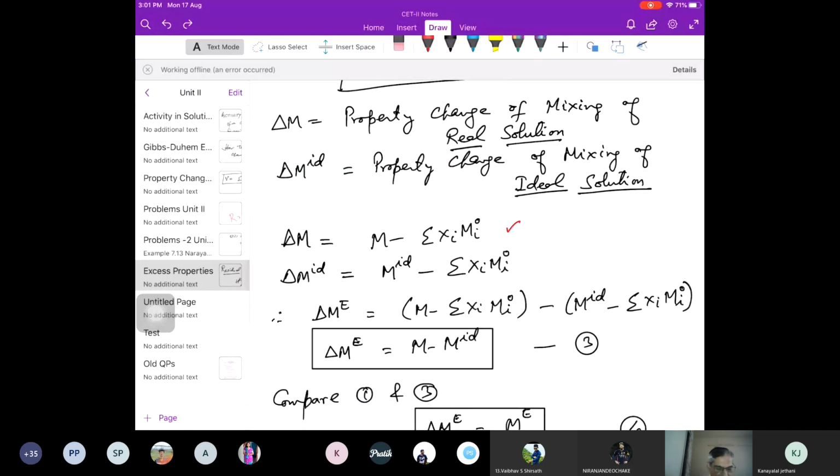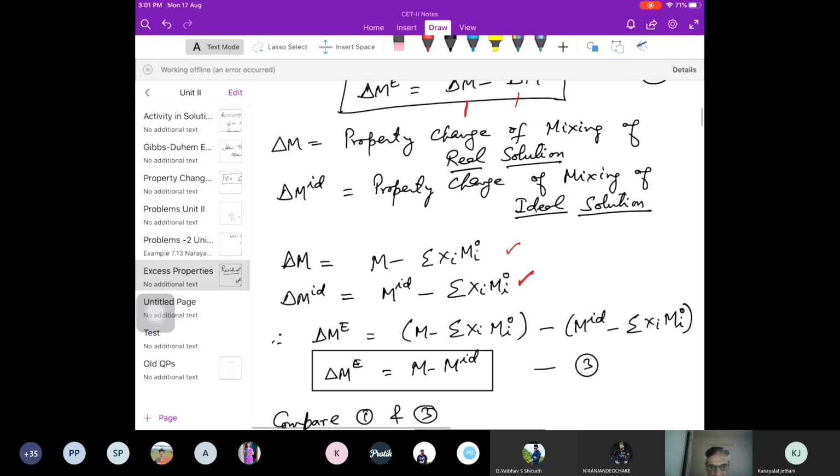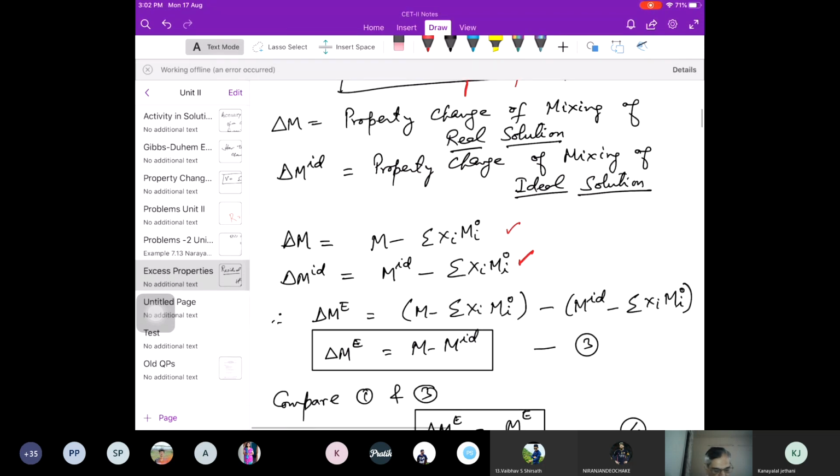Okay. So if you take delta M E by definition, delta M E is nothing but this minus this. We define this and this. So we substitute in this one and we get M minus summation of xi mi0 minus M ideal plus summation of xi mi0. So delta M E is nothing but M minus M ideal. ये दोनों cancel हो जाएगा. This and this cancel out, and what we get is M minus M ideal.